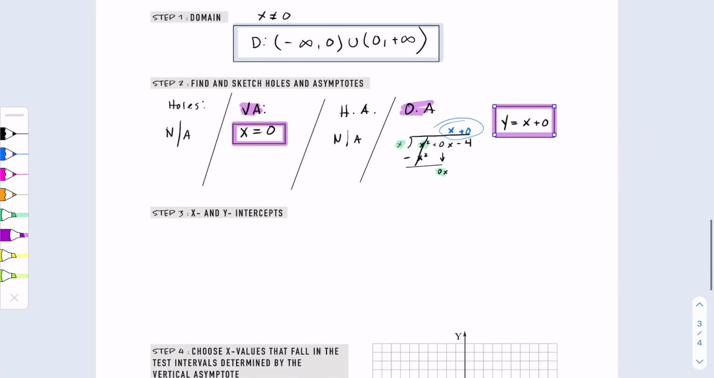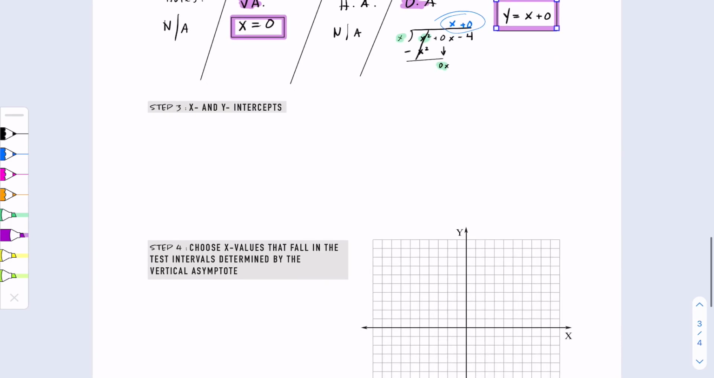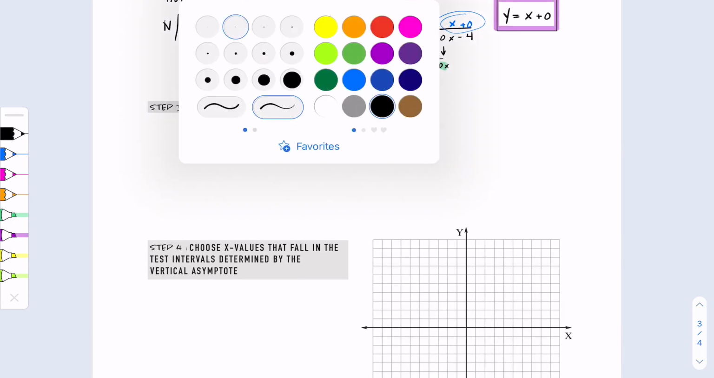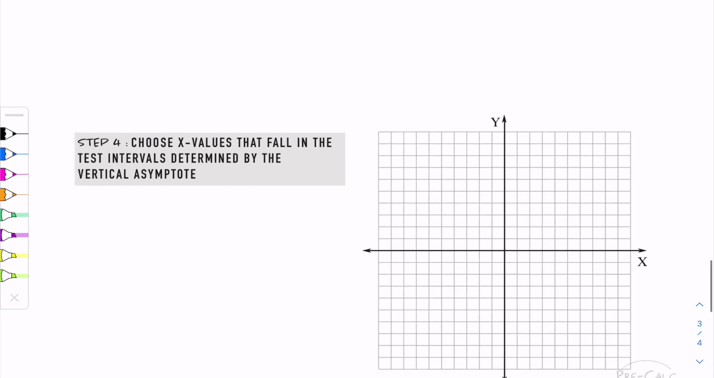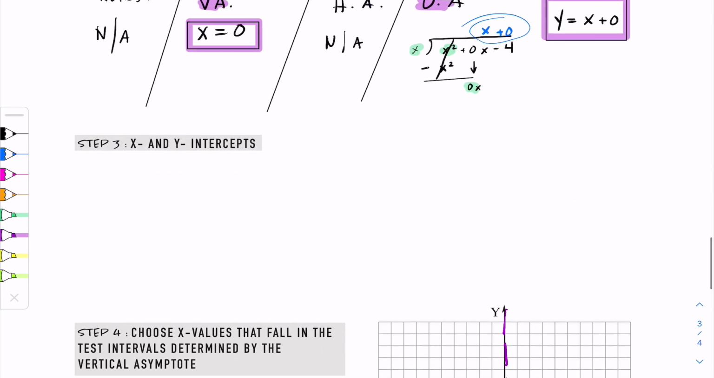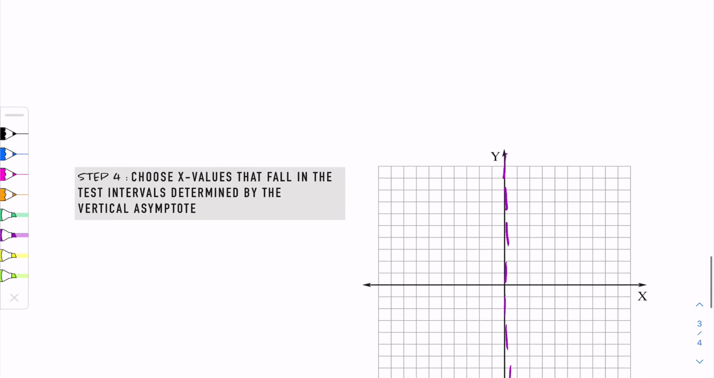Down to the graph. At this point, all we have to graph is our vertical asymptote at 0, and an oblique asymptote at y equals x plus 0. That means the y-intercept is up at 0, and you go up 1 over 1 for the slope, or down 1 over 1 for the slope.